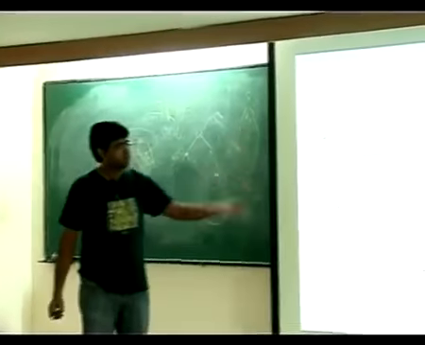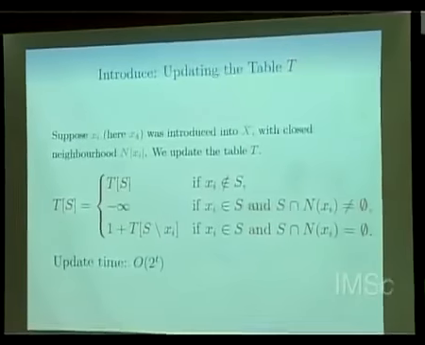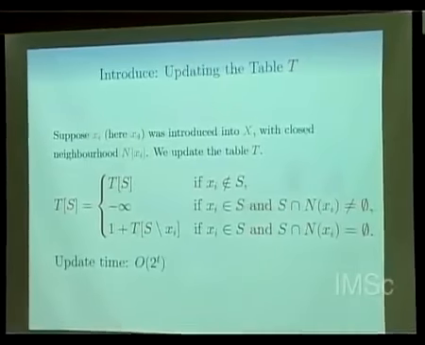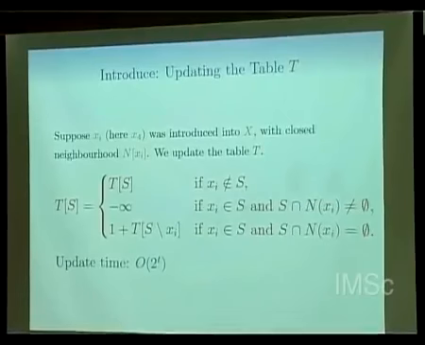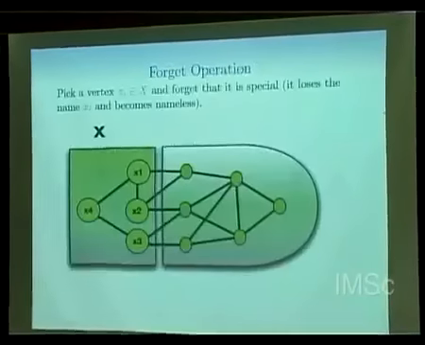So how much time will it take to update this table? If the size of the boundary was t, it will take some order 2 power t time, maybe times some polynomial, okay? Okay, so that's a way to introduce a node.